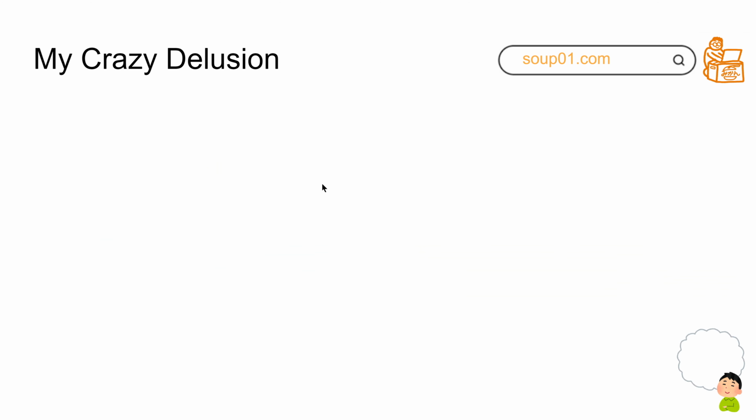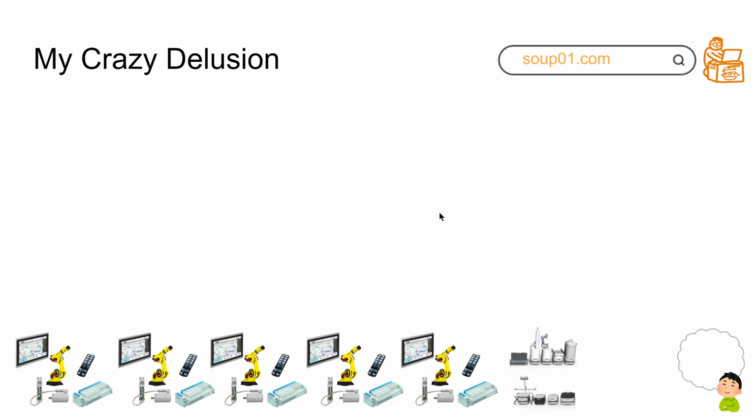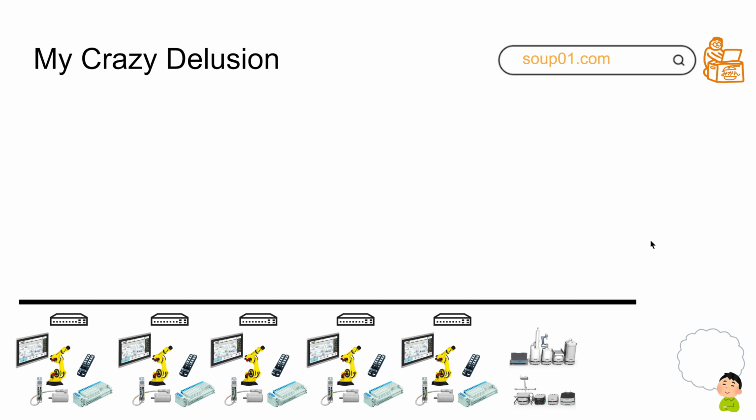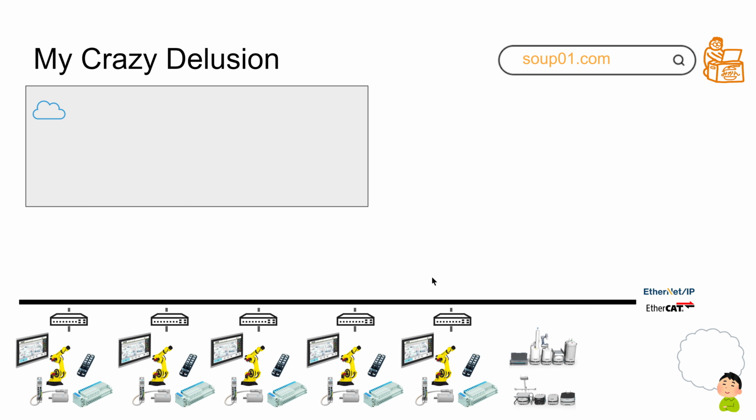So finally, these are my thoughts and conclusions on the factory of the future. For example, here are so many lines. All the lines connect to the network switch, and then all the switches connect to this network. The real-time data will use EtherNet/IP or EtherCAT.